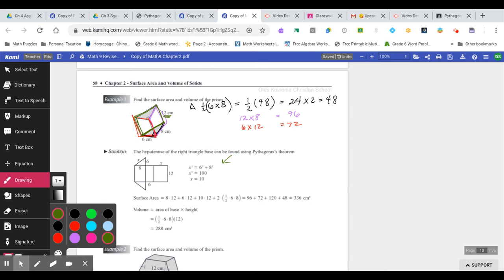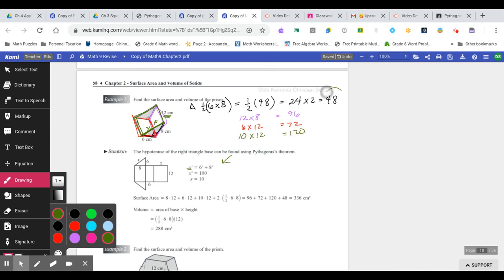Now, I don't care what you want to call the letters. What is important is that the hypotenuse is the unknown. They're calling it x, and it has to be by itself. So that x squared equals 6 squared plus 8 squared. Do the math, and you will get that the size of that is 10. So now I can put in my piece over here. It's a 10 by 12.